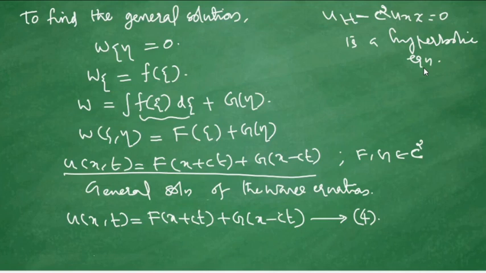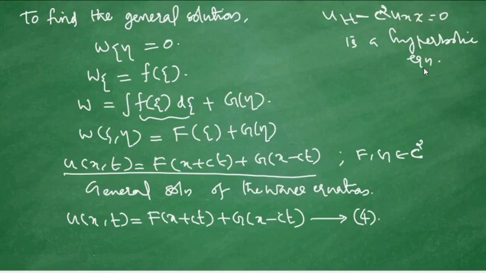If u is a solution of the one-dimensional wave equation, then there exist two functions f and g belonging to C² such that equation 4 holds. Or conversely, any two functions f and g belonging to C² define a solution of the wave equation of the form equation 4. Now we study in detail the solution of the wave equation.